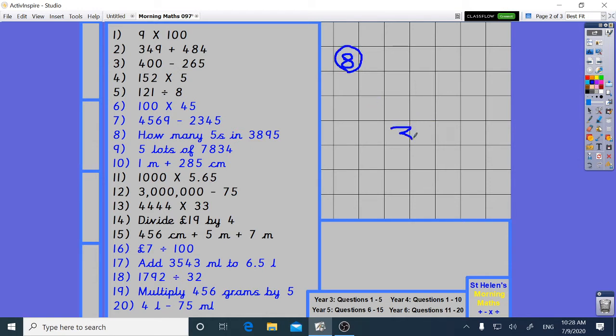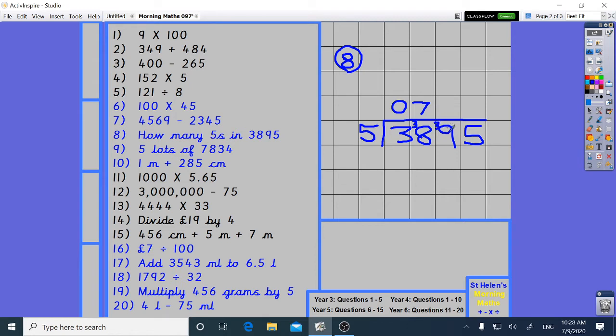Question 8, how many 5s in 3,895? Although I'm making things harder, we still do sometimes need to practice the easier things. Otherwise you forget how to do the easier things. How many 5s in 3? 0. We need to carry this 3 on. How many 5s in 38? Quite a few. 5, 10, 15, 20, 25, 30, 35. I counted up to 7 fingers, which was 35. But this is 38. So there's a small remainder, 36, 37, 38, of 3.